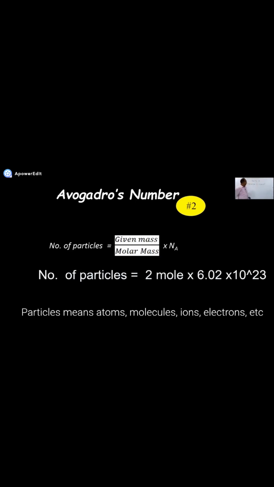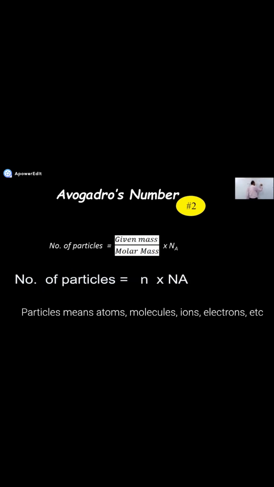So instead of writing so big a number, can we write like this? What is this? Number of moles. It could be 1 mole, it could be 2 moles, it could be 3 moles. So that's why you write here N.